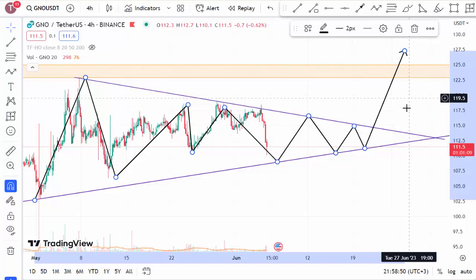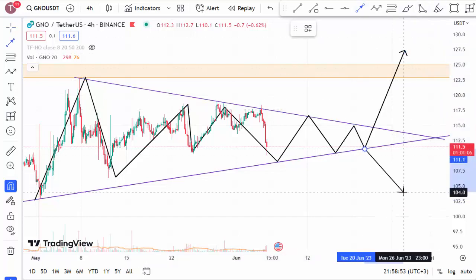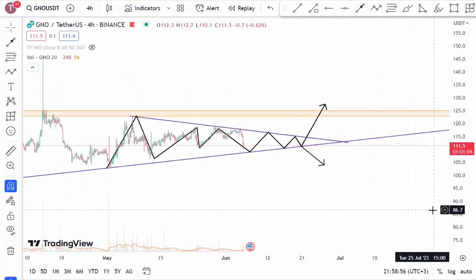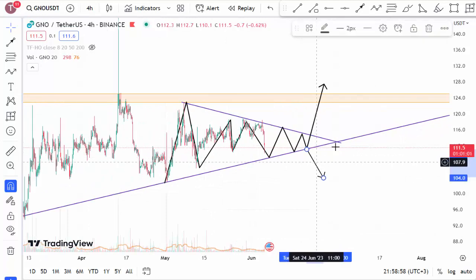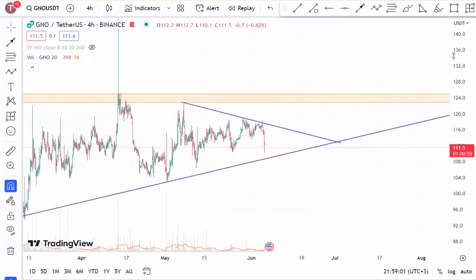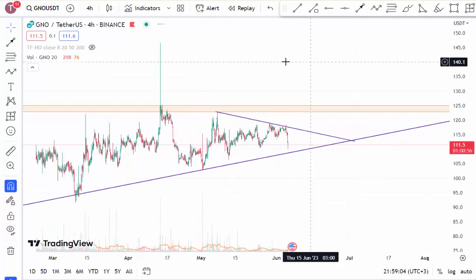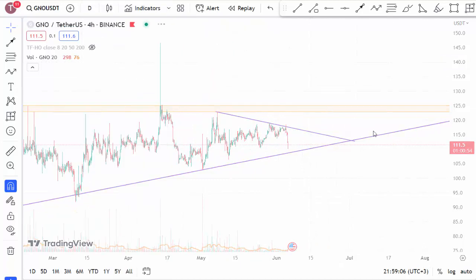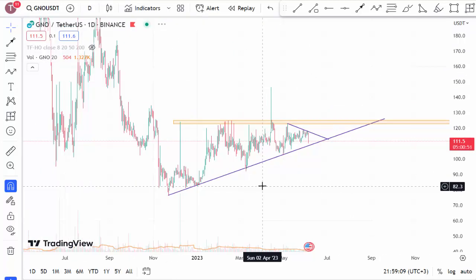Please note that this is a translated response based on the provided text. Technical analysis should be conducted with caution and consider multiple factors. It is always recommended to consult with a financial advisor or do further research before making any investment decisions.